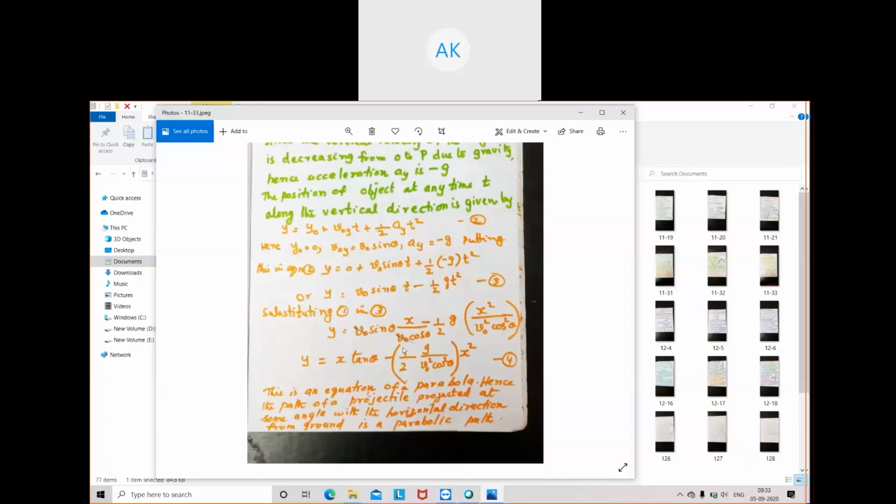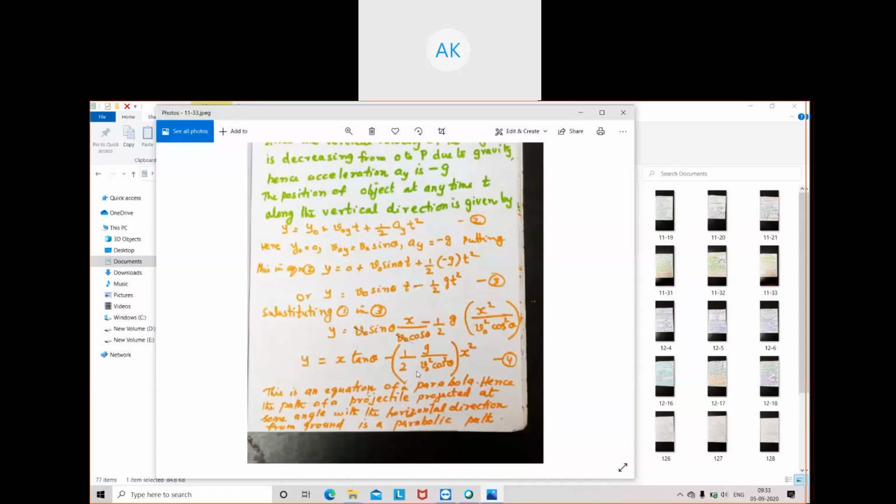So what all things have we done to show that the path of the projectile is a parabola? First we consider motion in the x direction, and from that we get the expression for time. Then we consider the equation along the y direction, and there we substitute time, t equal to x by v0 cos theta. Then we write it in the form ax plus bx square. Then we say this is the equation of a parabola. Hence, the path of the projectile is a parabola.